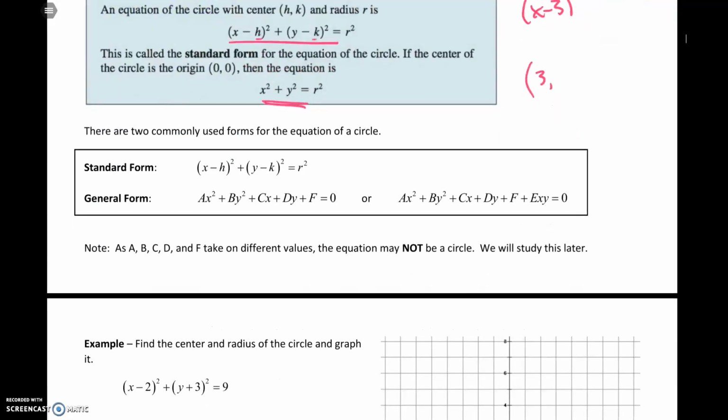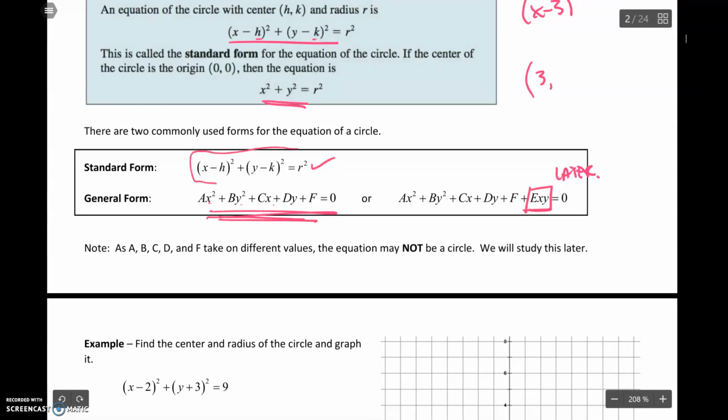There are kind of two forms of the equation of a circle. We've got standard form that we just covered, and then there's a general form. If we expand everything, combine like terms, and move everything to the same side, we would get this. This is actually general form with the xy term, which we'll talk about a little bit later. However, we're not going to get too much into it in this class. A, B, C, D, and F don't really have any geometric meaning by themselves. So standard form is definitely the more useful formula because you can see the center and you can see the radius. Okay?